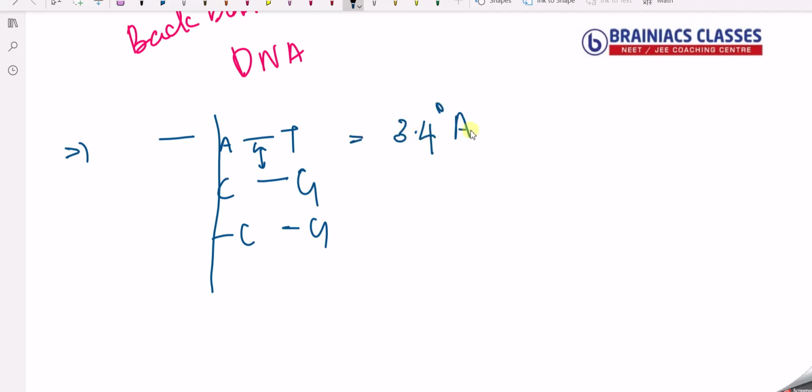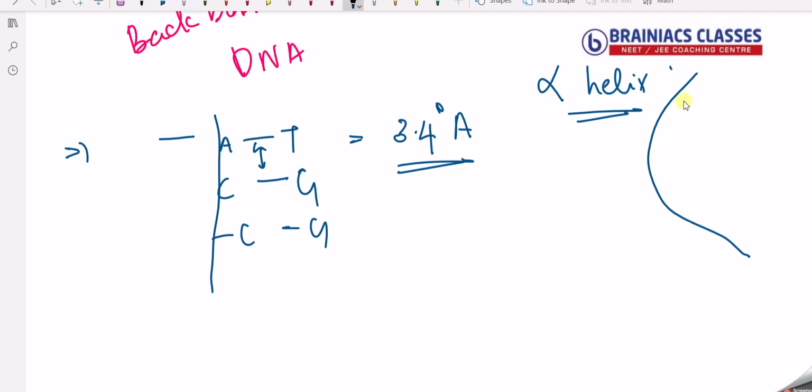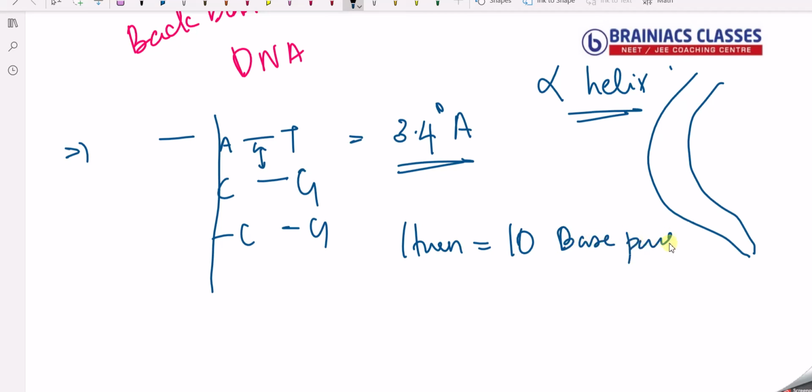3.4 angstroms, right? So I told you the DNA is a double helix structure, an alpha helix. If you take one turn of the helix, this is one turn of the helix. So how many base pairs will this one turn of the helix have? One turn of the helix will have 10 base pairs.